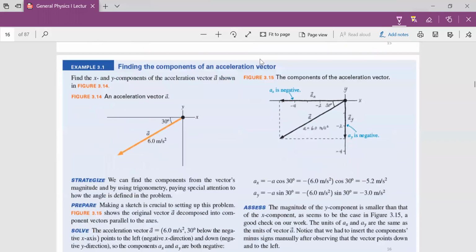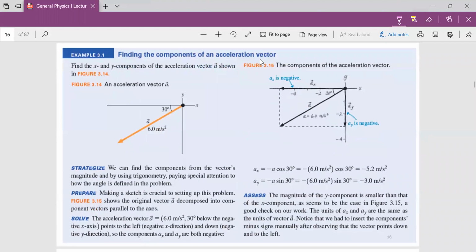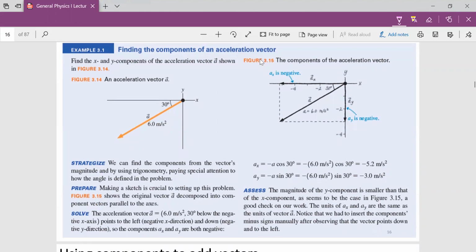Okay, so let's see one example. Does anyone have comment before we take this example? Okay, let me take the silence as none.